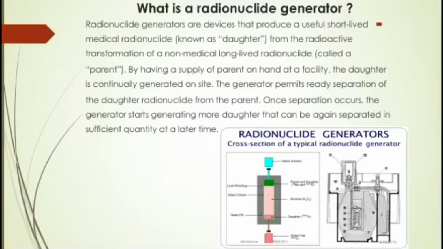The generator permits ready separation of the daughter radionuclide from the parent. Once separation occurs, the generator starts generating more daughter that can again be separated in sufficient quantity at a later time.